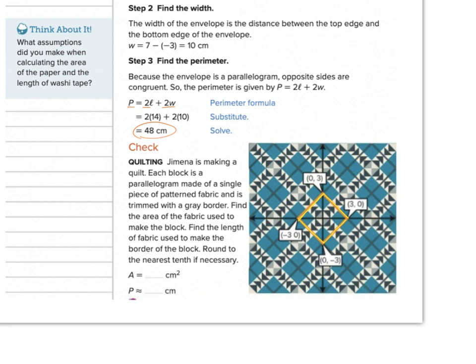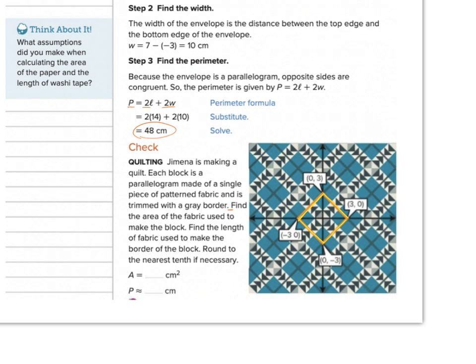And then here in this check, Jamina is making a quilt. Each block is a parallelogram made of a single piece of patterned fabric and is trimmed with a gray border. Okay. Find the area of the fabric used to make the block. So we want to find the area used to make this block. And then find the length of fabric used to make the border of the block. So we want to find the area of it and then the border, okay? And then round to the nearest tenth.